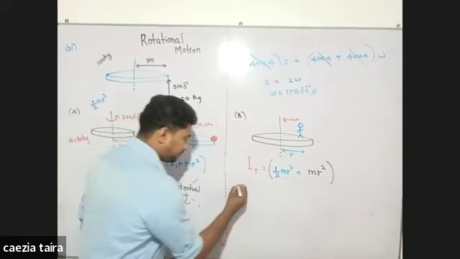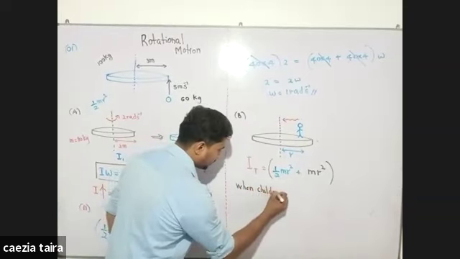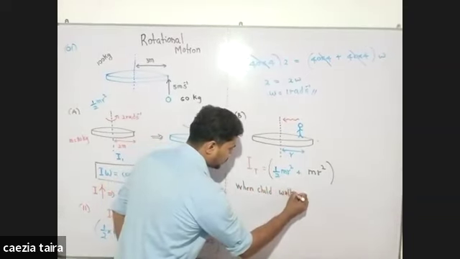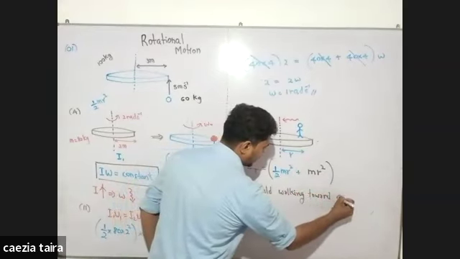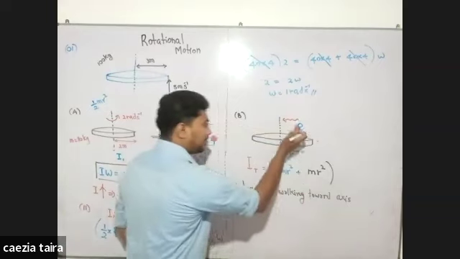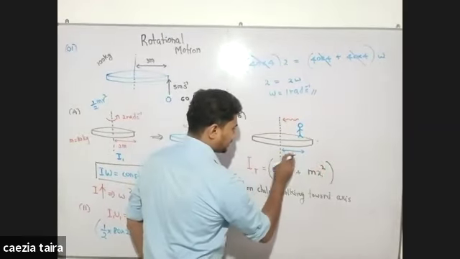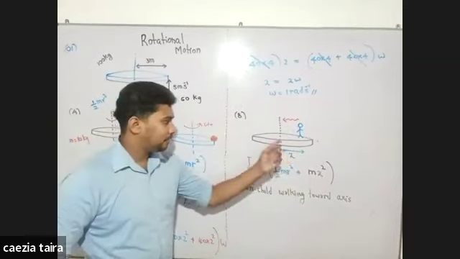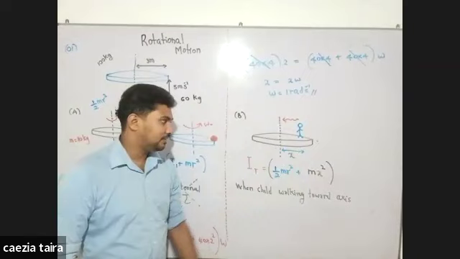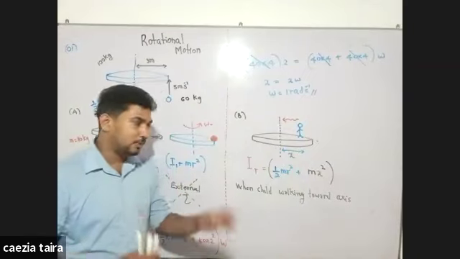So when the child is walking towards the axis, I take the distance as x here. This is not equal to the radius, because the child is standing at some point on the platform.